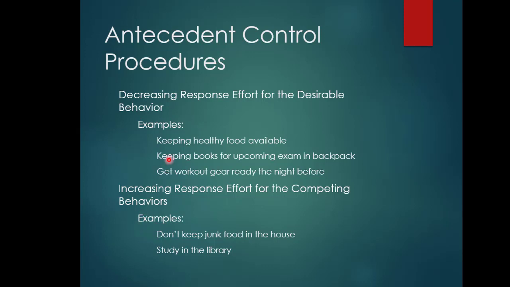Or another example that's not on here: if the problem behavior is in a classroom, say, a student talking to their friend, an antecedent control procedure might be to alter the sitting arrangements in the classroom. The amount of effort to talk to the best friend is going to increase if they're sitting on the other side of the room than if they're sitting right next to them. And that would be an antecedent control procedure.